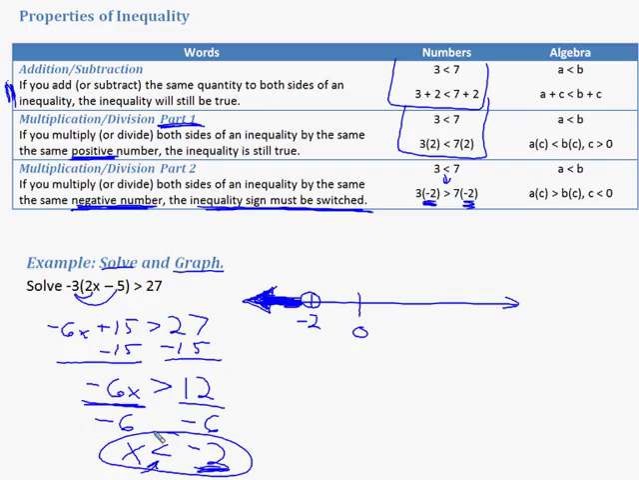So we could put -3, -4, -10. We could even put -2.013 and it would make it true. So anything to the left of -2. So that is solving linear equations and inequalities.